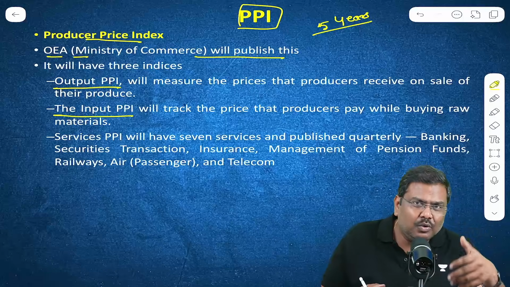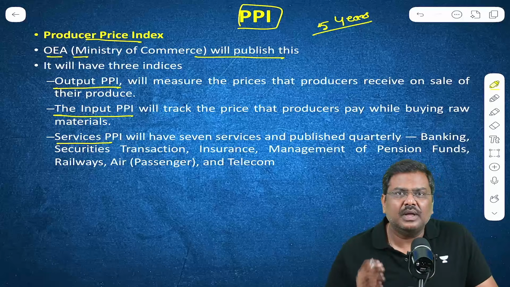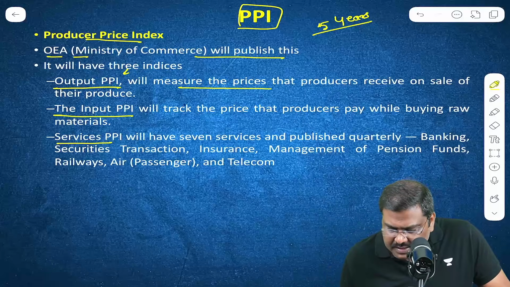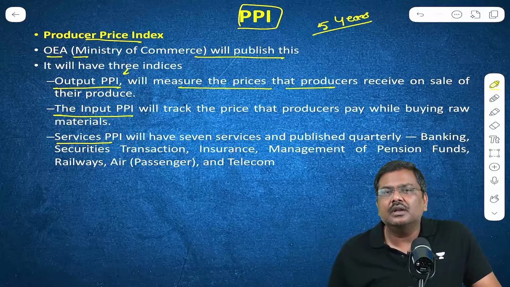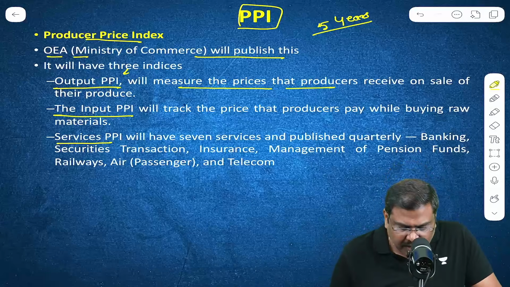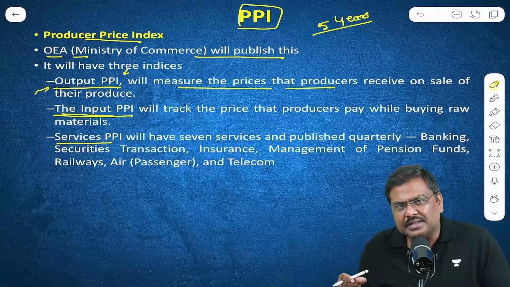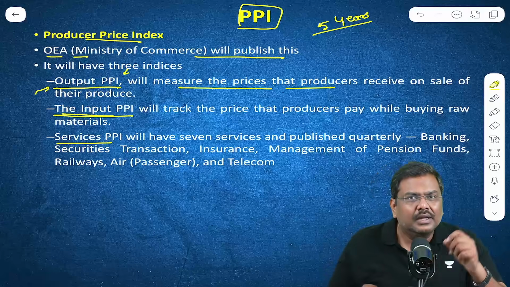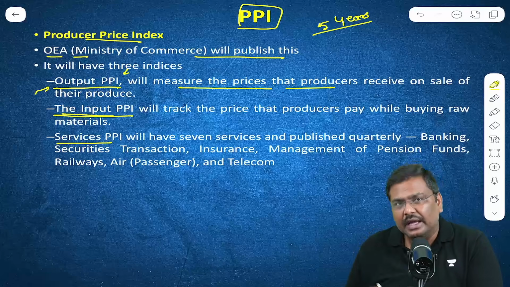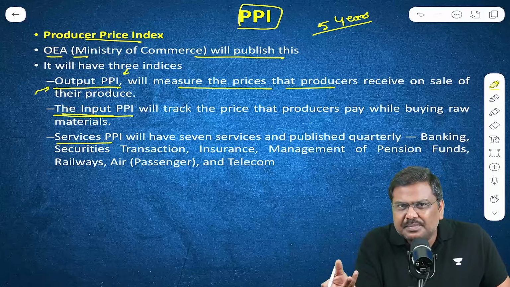Like I said, in WPI only goods were covered. In PPI, there will be coverage of services as well. In case of Output PPI, we will measure the prices received by the producer and the change in these prices received by the producer. In Input PPI, it will track the changes in the prices that are paid by the producer. For example, when I purchase inputs, if I'm a producer, I'll keep making certain payments. So what is the change in these particular prices?